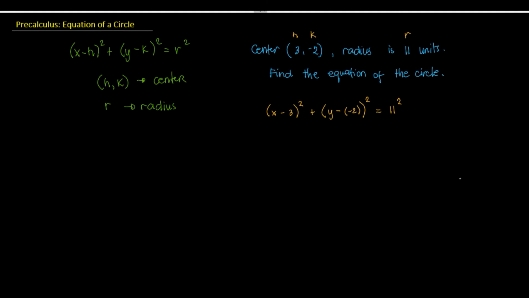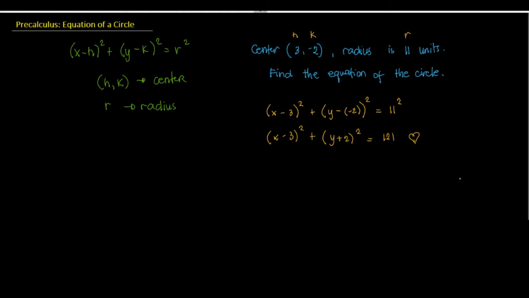So let's just try to simplify. (x - 3)^2 + (y + 2)^2 = 121, because negative times negative is simply positive. This is now the equation of your circle. If you're going to graph this using a software, like for example GeoGebra, you would be able to see that that's going to be a perfect circle. I hope you're able to get it.